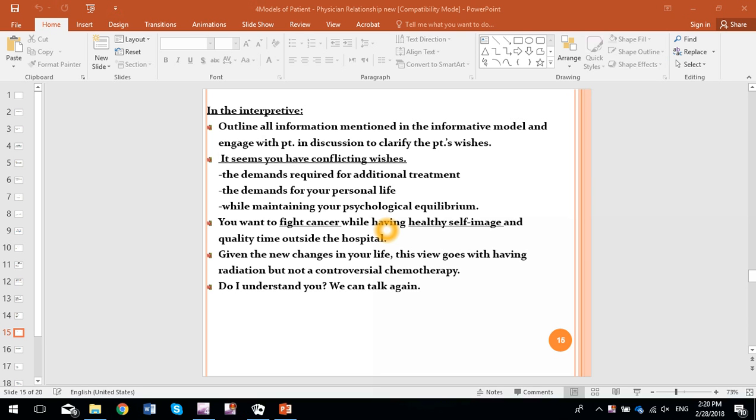Remember, we talked about the obligations, physician to provide information, disease state, and then the last point is to engage patients in discussing, to clarify patient values. And for this lady, 43 years old, he's trying to discuss now to clarify her wishes. And this is what he says: it seems you have conflicting wishes.